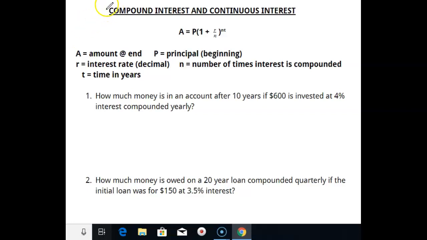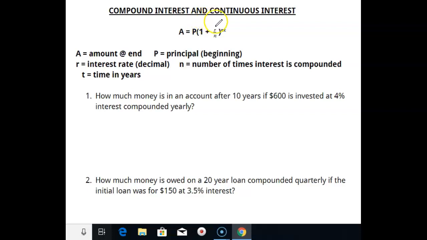All right, this is our last percent use for our lessons. So we're going to be done with percents after this, more or less. We're going to look at compound interest and continuous interest. These two formulas are a little bit more difficult, so notice I'm not talking about simple interest. The calculations are not really that much different.